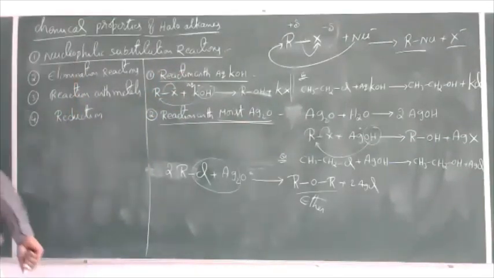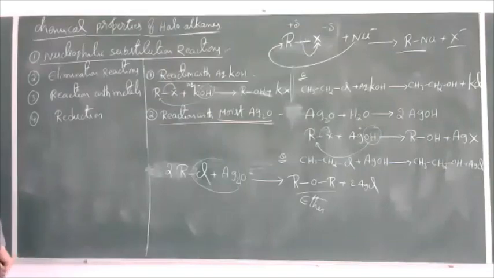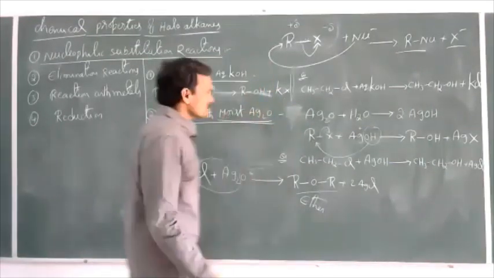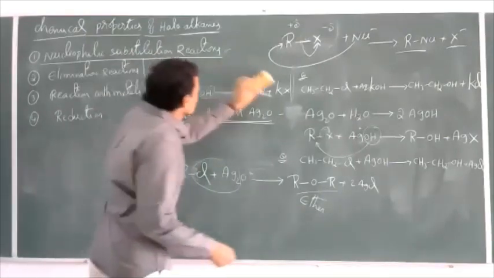So in both the cases, halogen is replaced by OH minus. This is the second property.